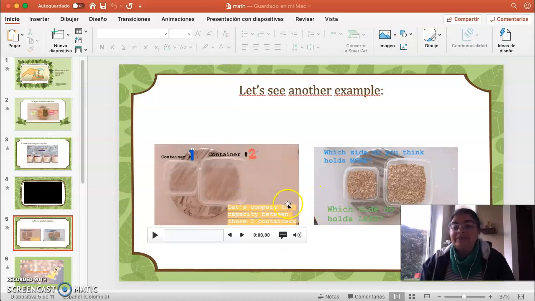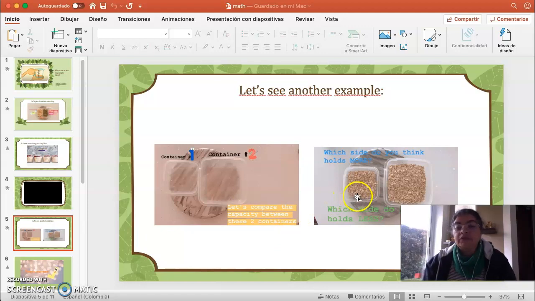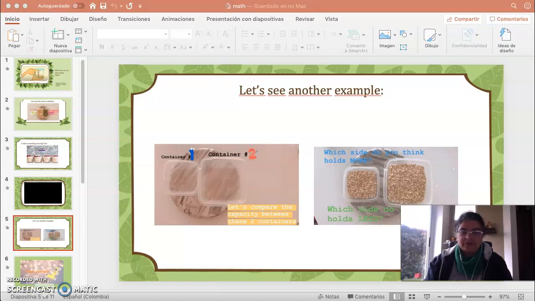Which container do you think holds more? Container number 1 or container number 2? Well, and which container holds less? Okay, good answers. Now let's check if your answers are right or not.